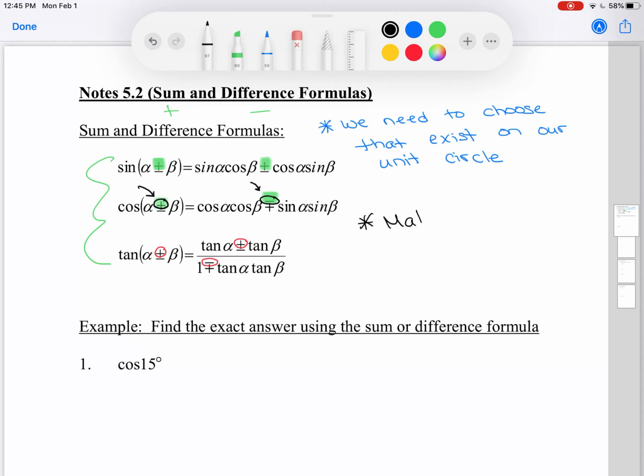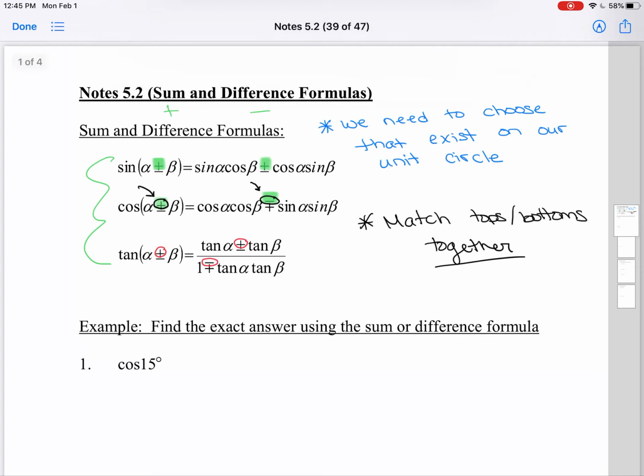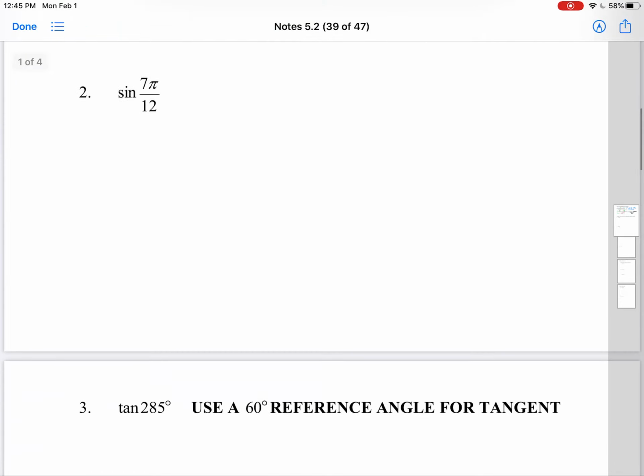Match tops. Let me spell that correctly for you guys. Match tops and bottoms together. Okay, that little reminder there is not on your formula sheet, so just keep that in mind when we go to use those later and if we don't have that reminder in there for us.